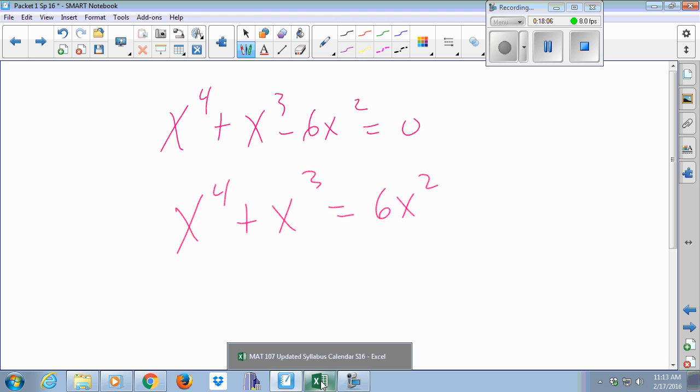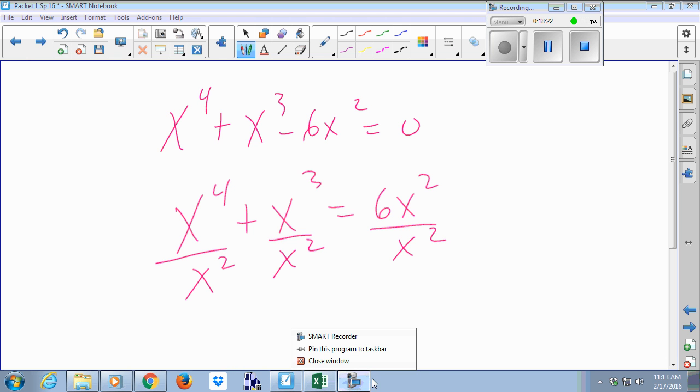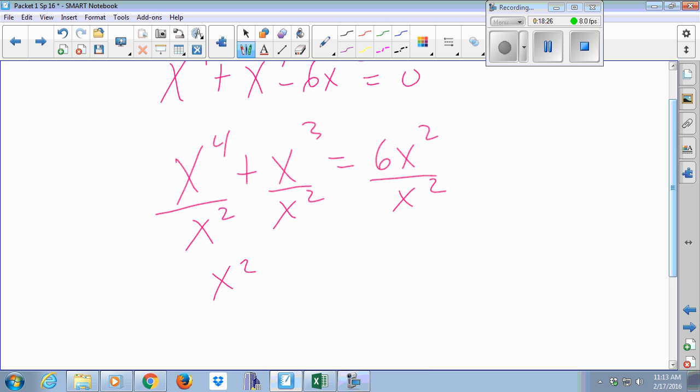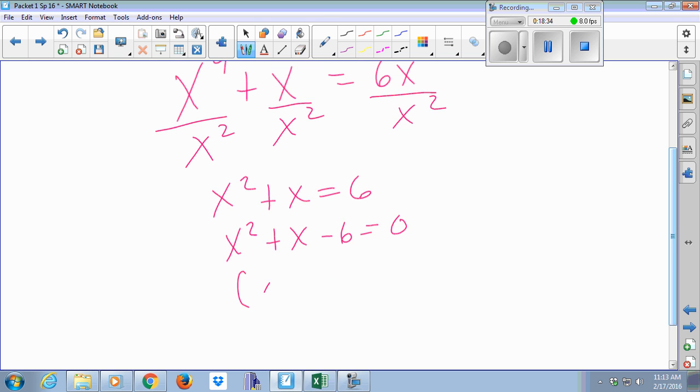All right. Well, anyway, you mustn't ever divide an equation by x or a power of x, ever. Because if you did this, notice what you get left. You're going to get x squared plus x equals 6. X squared plus x minus 6 is 0. And look what happens when you factor that.